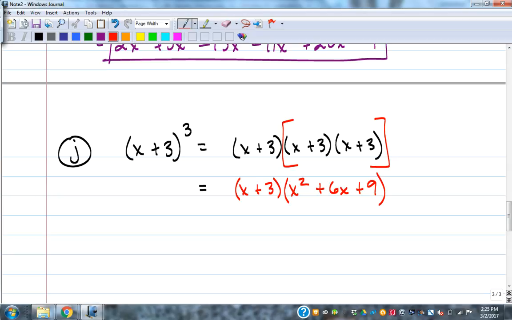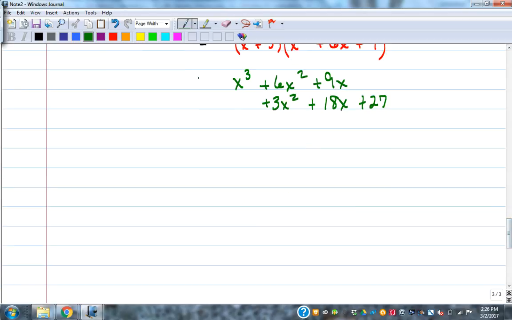That's coming from just multiplying X times X is X squared, 3X, another 3X is 6X, 3 times 3 is 9. That's where that's coming from. Now it's just distributing again, a binomial to a trinomial. So you can make it easier by just picking 2 of them at a time. And so that'd be X to the third, 6X squared, 9X, 3X squared, 18X, 27. And then combine like terms.